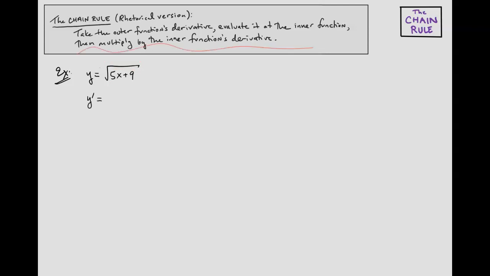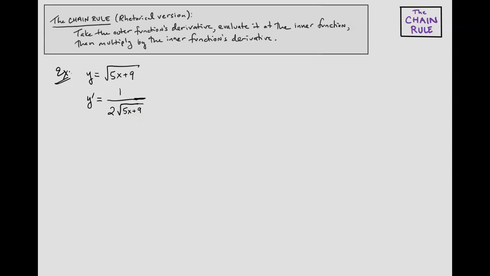And since this rhetorical statement doesn't make any specific reference to notation, I can certainly use prime notation here if I want to. So what's y prime? What's the derivative of this composition? Well, we take the outer function's derivative and evaluate it at the inner function. The outer function here is the square root function, and as we discussed in an earlier video, and which hopefully you have well memorized by now, the derivative of the square root function is 1 over 2 times the square root of, well, whatever the relevant variable is. But what is the whatever? Well, we are evaluating at the inner function, and the inner function here is 5x plus 9, so that's what goes in there, and we end up with this.